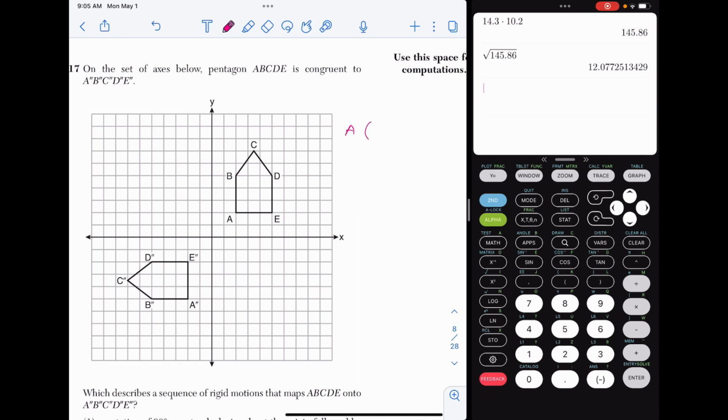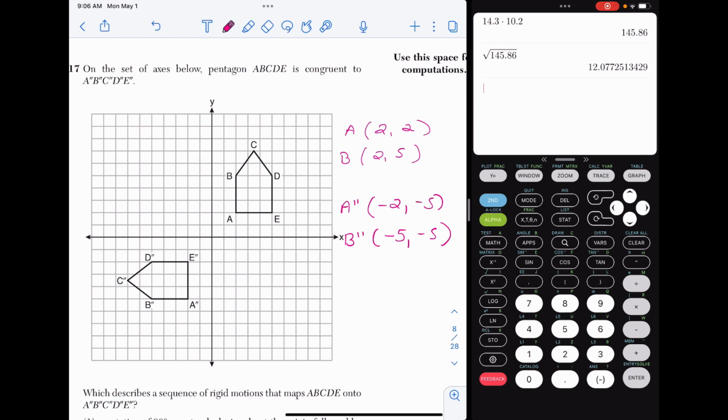So if I want, I'm just going to write down a couple here. I see that A is (2, 2), and B is (2, 5). You can list all 5 coordinates. I'm just going to start with 2, and I see that A double prime is (-2, -5). And B double prime is (-5, -5). So automatically I notice that there's going to be some sort of translation involved in this. And also possibly a rotation, because I can see that it's been turned on its side.